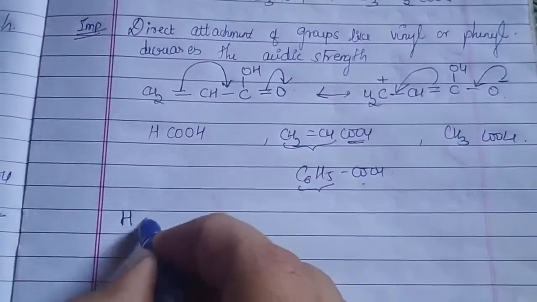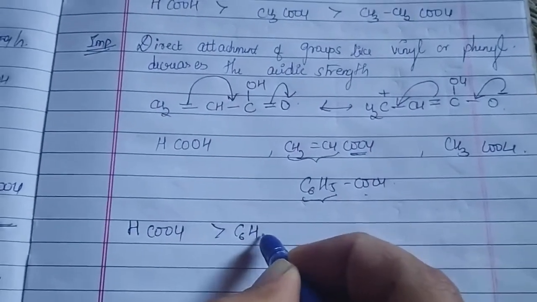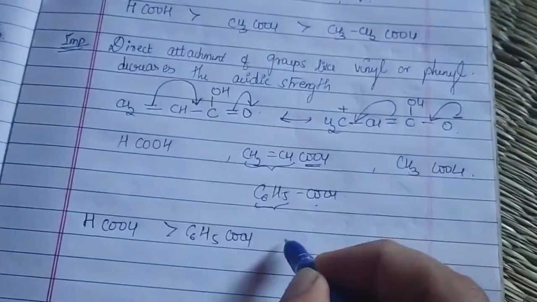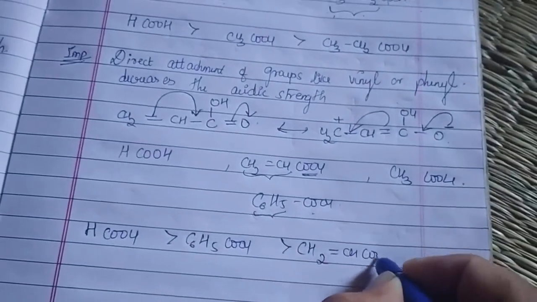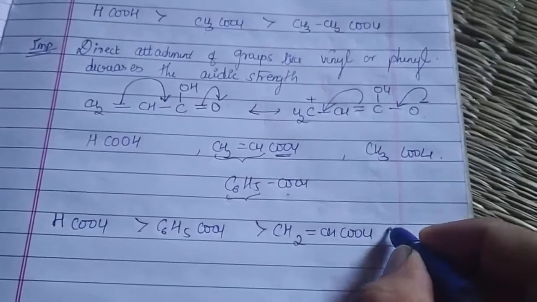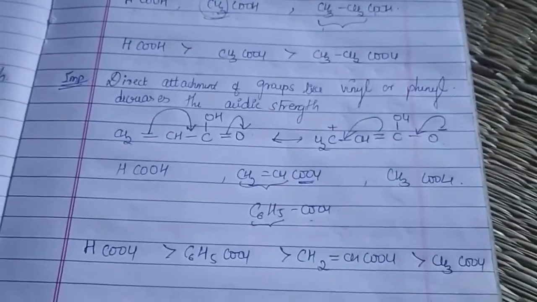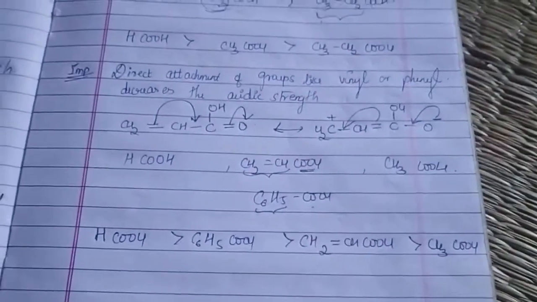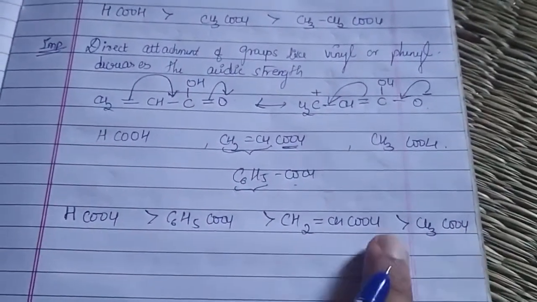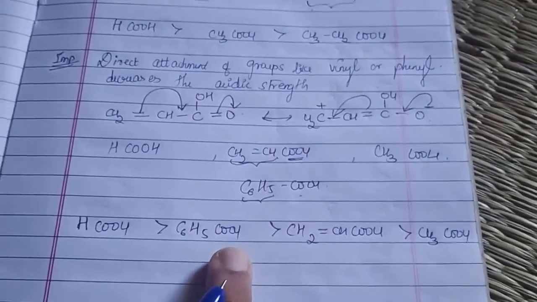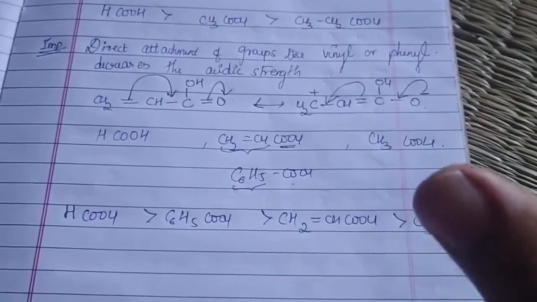So first will be your formic acid. Remember, very much important. Then will be our benzoic acid. Then will be our vinylic acid, CH2=CHCOOH, and at last the least will be your acetic acid. Is that clear? Very much important. Of course, they are decreasing the acidic strength, but when compared to acetic acid, their acidic strength will be somewhat more itself. Is that clear? Very much important. You have to make it as a note over here.